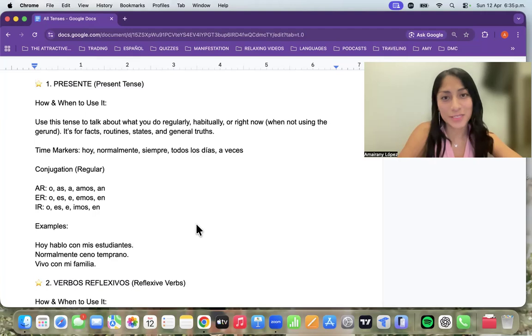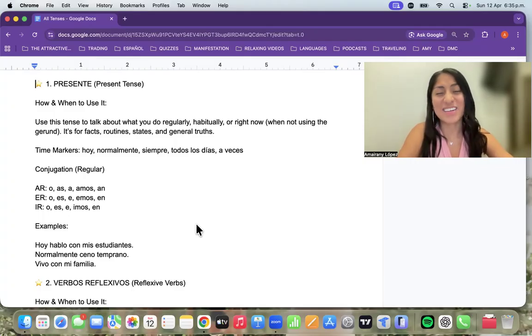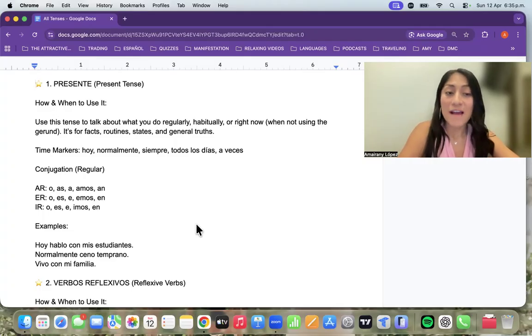Okay, how and when to use it. You are going to use this tense to talk about what you do regularly, habitually, or right now, but you are not supposed to use it when you want to use the gerundio instead. Gerundio is for things that are happening right at this second, like I'm eating pizza and you literally have a pizza slice on your mouth, right? So it's a little bit more literal in that way. But this talks about facts, routines, states, and general truths.